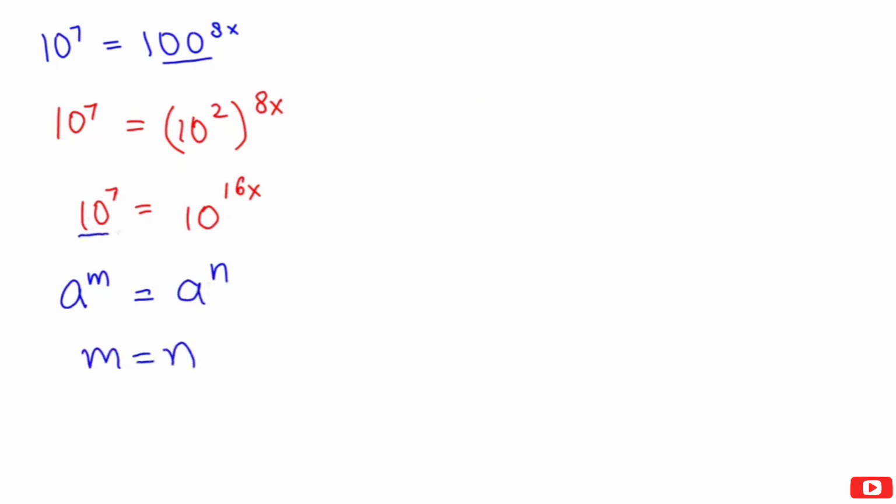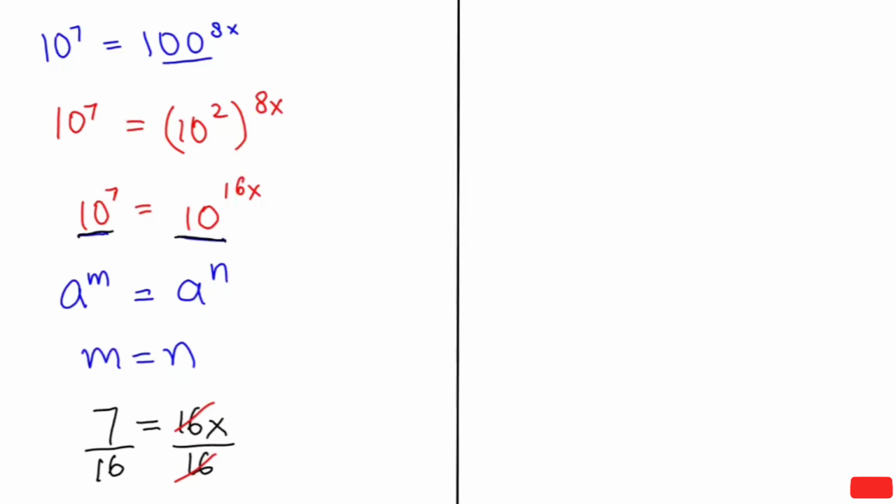Here m is equal to n, so we have the same bases. So we are going to equate the powers. That is 7 is equal to 16x. Now this 16 is going to be divided on both sides. So this 16 and this 16 get cancelled. So the value of x we find out here is x is equal to 7 over 16.